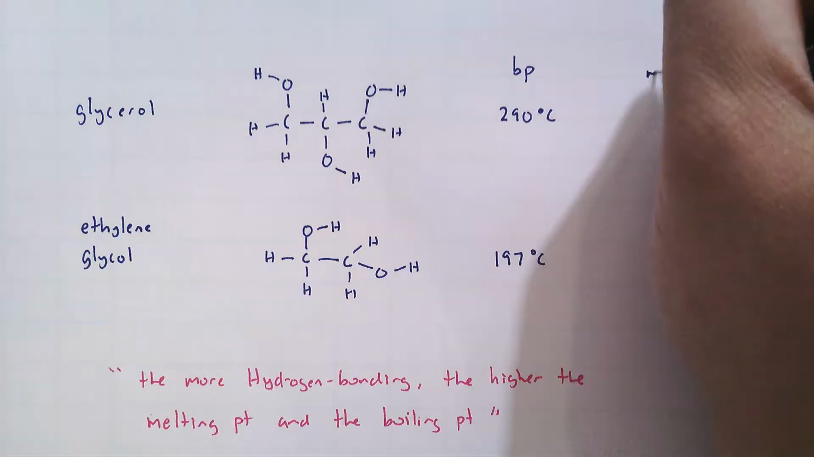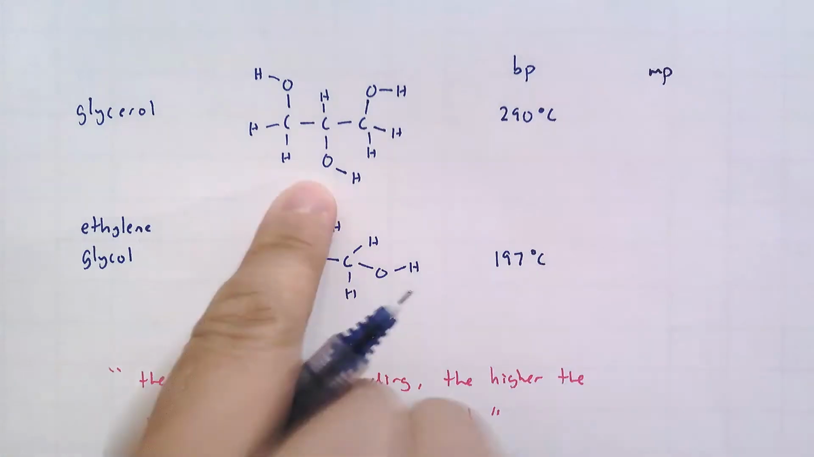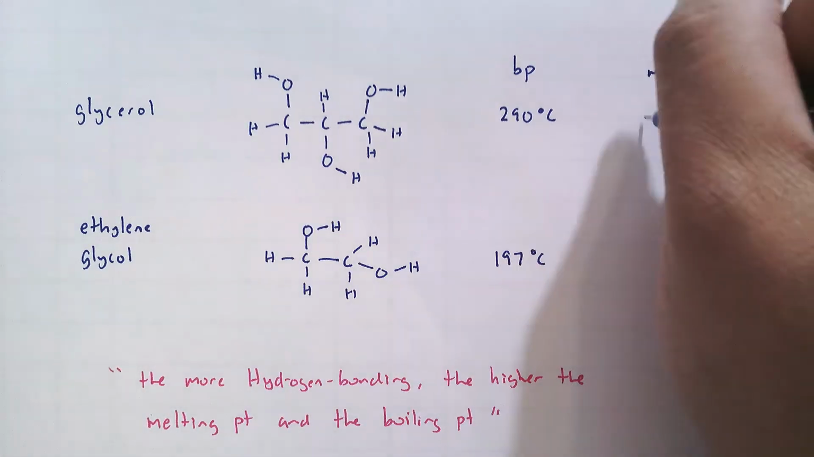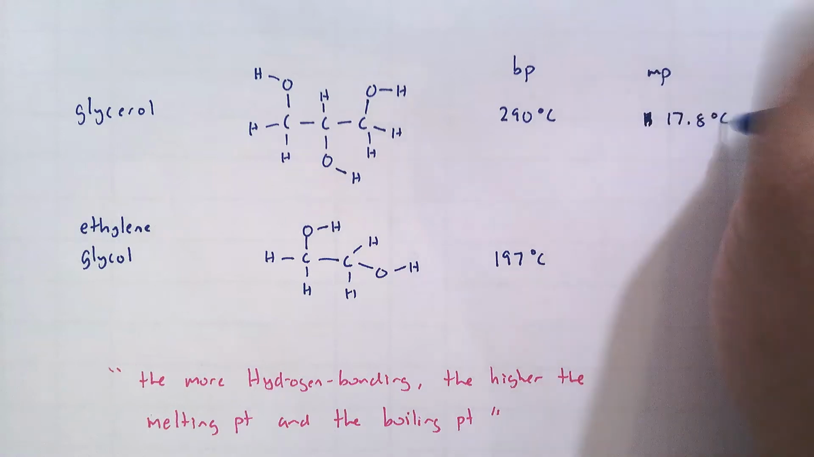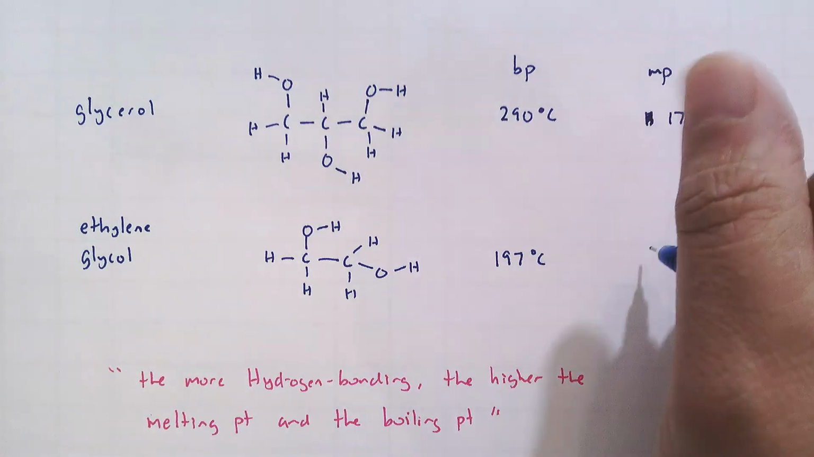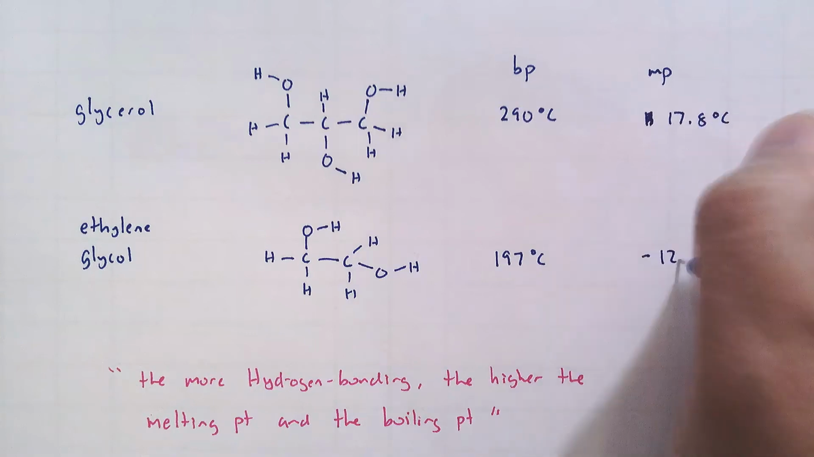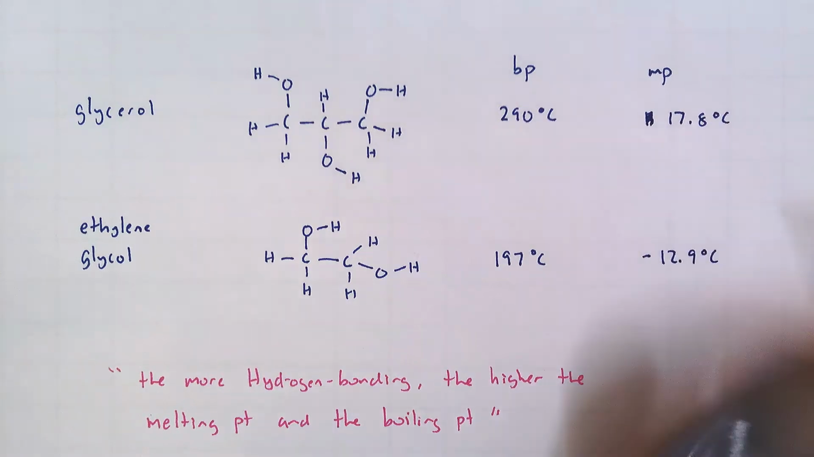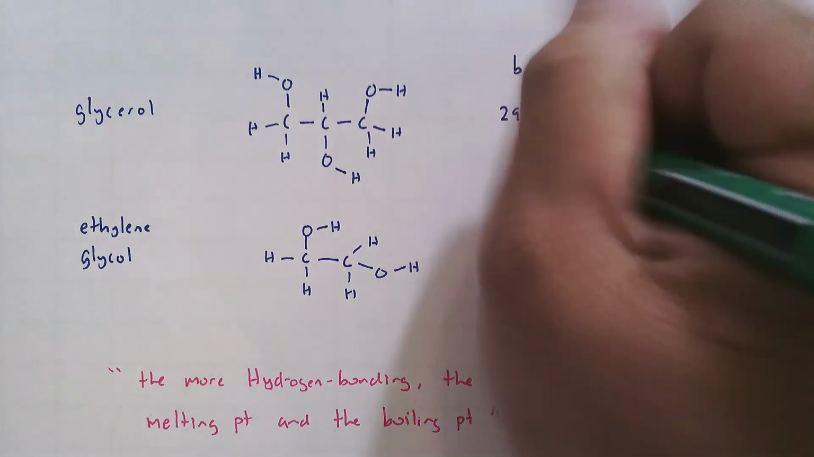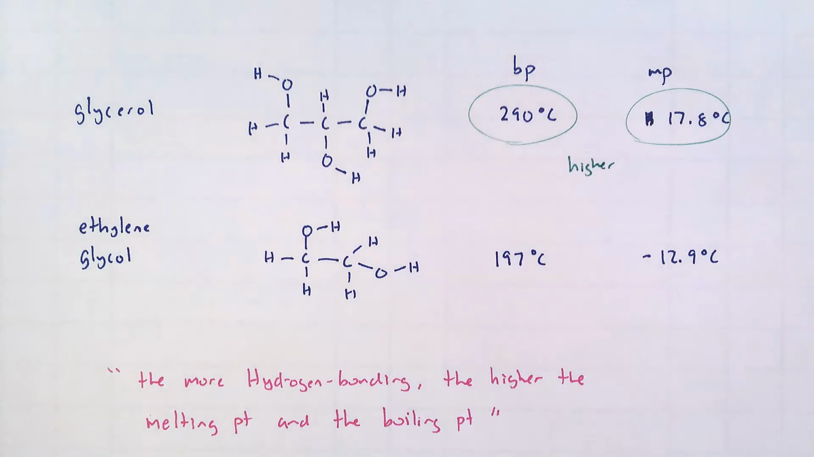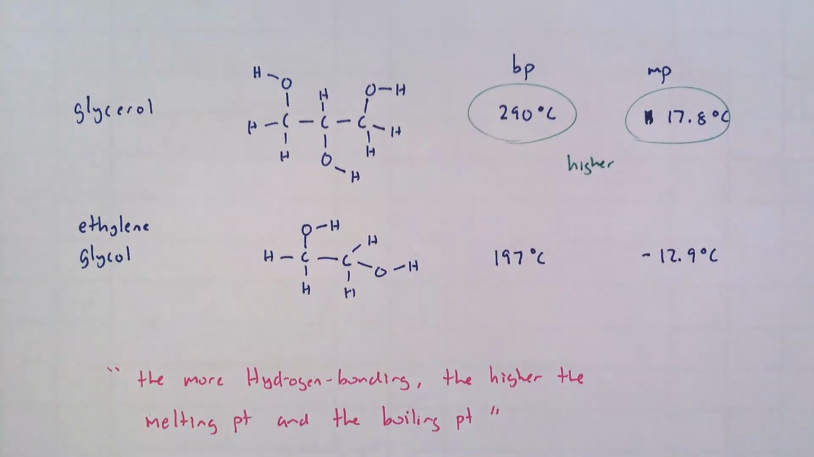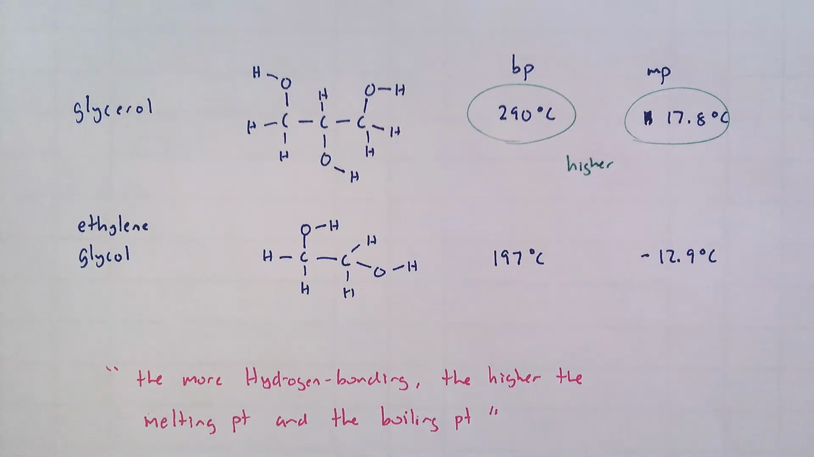Look at the melting point. The melting point should also be higher for glycerol. And the melting point for glycerol is 17.8 degrees C. And for ethylene glycol, it's actually negative 12.9 degrees C. So again, you have higher and higher. Okay, I'll let you ponder this video on your own and do your practice problems from the textbook and from your professor.